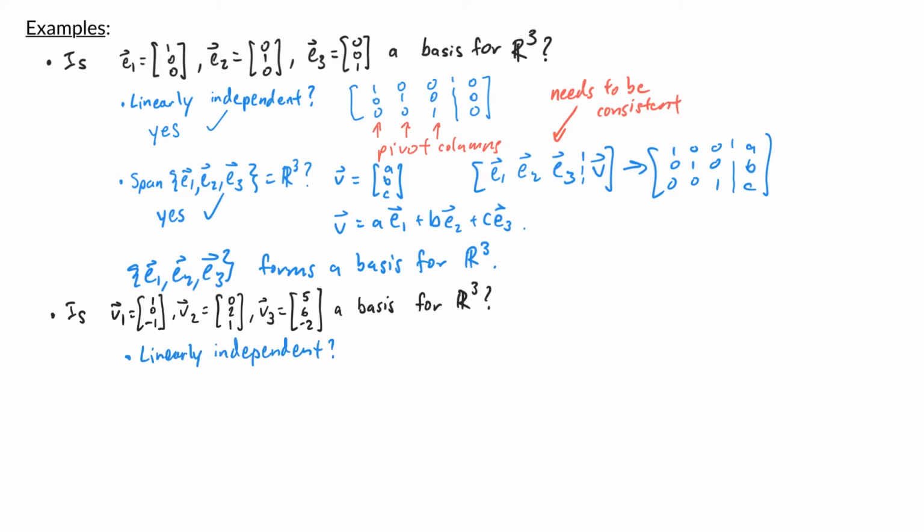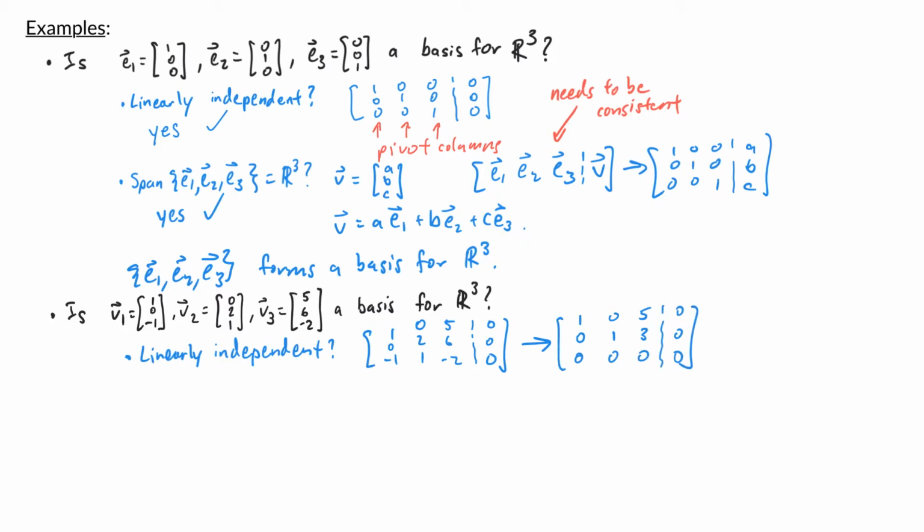So again, I want to make the augmented matrix with columns (1, 0, -1), (0, 2, 1), (5, 6, -2), augmented with the zero vector. And I want to row reduce this. It reduces to the rows (1, 0, 5), (0, 1, 3), (0, 0, 0), augmented with the zero vector.